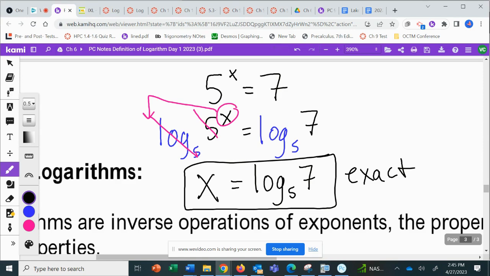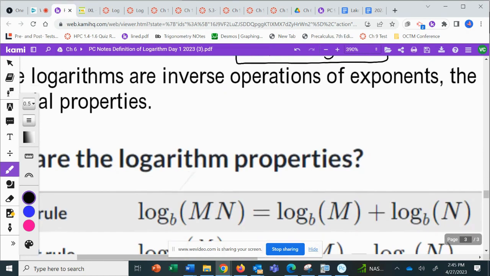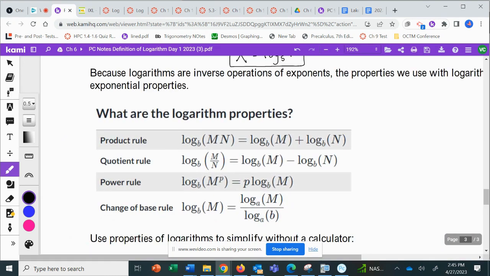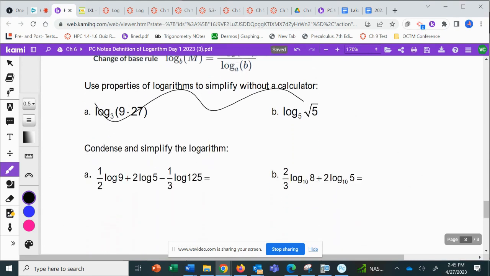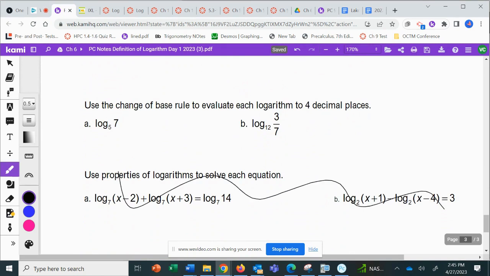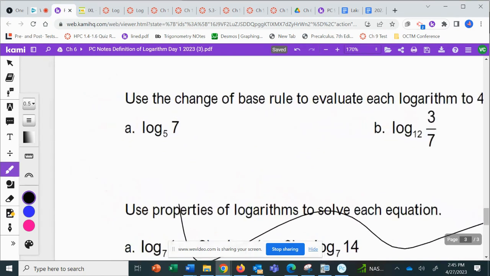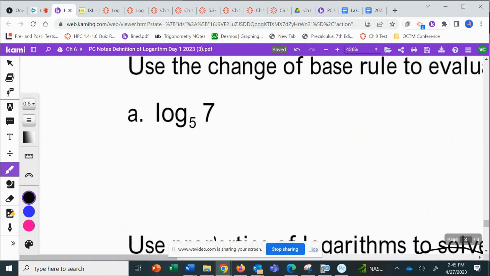But this log base 5 of x is lower down on our paper on this page. Just so you know, because of time, we're not going to do this ever this year. We're not going to do this, and we're not going to do that. We're just doing this right here. Okay, so there's the log base 5 of 7.